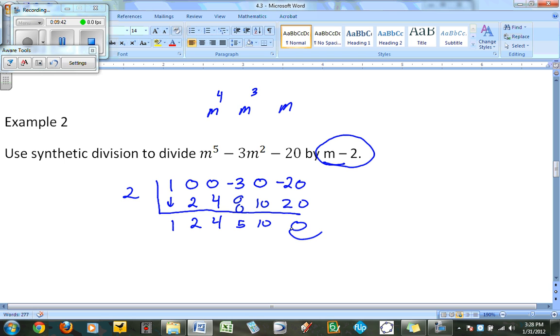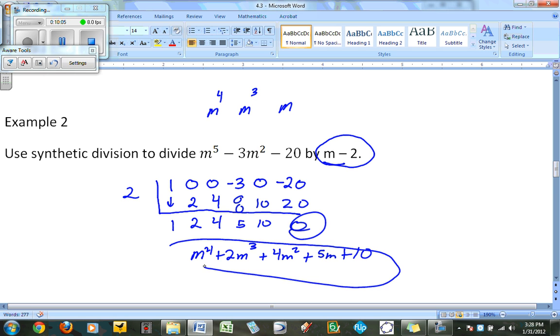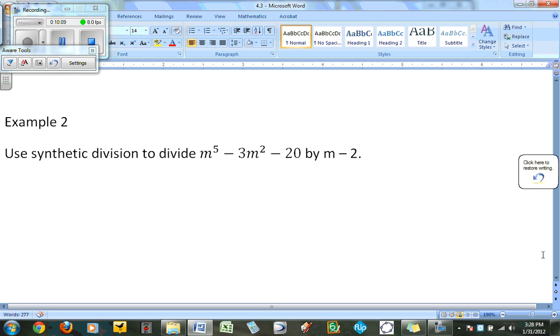So we actually have a remainder of 0. You'll find out what that means here in a little bit. And if we wanted to rewrite the polynomial after we divided, we would have m to the 4th plus 2m cubed plus 4m squared plus 5m plus 10 with a remainder of 0. So that would be the new polynomial then. Okay, so moving on.